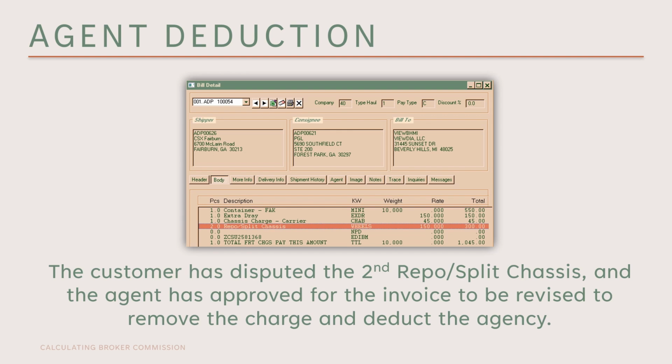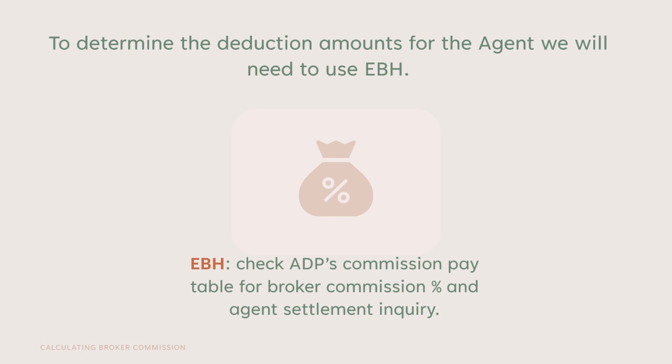So now that we covered the three different scenarios in which a carrier would be deducted and how to figure out those calculations, let's check out the agent side. In this example, the customer has disputed the second repo split chassis fee. The agent has approved for the invoice to be revised to remove the charge and to deduct the agent. To determine the deduction amount for the agent, we'll need to use EBH. Once we log in, we want to check ADP's commission pay table for their broker commission percent and the agent settlement inquiry.